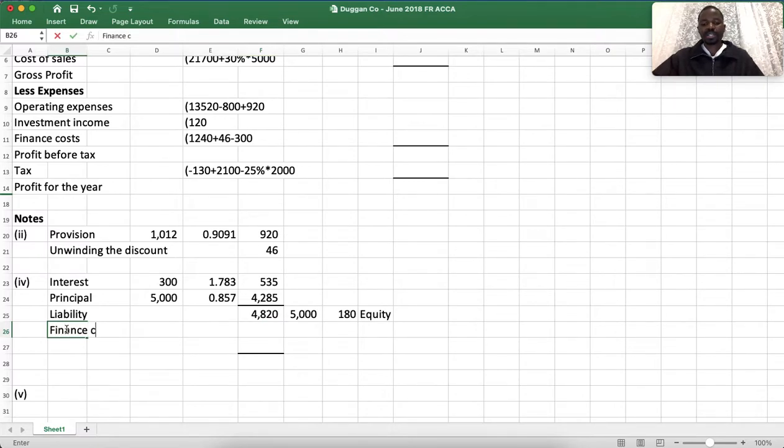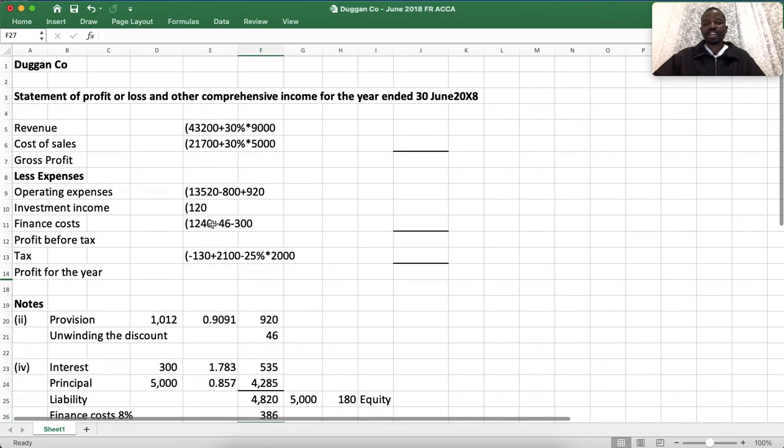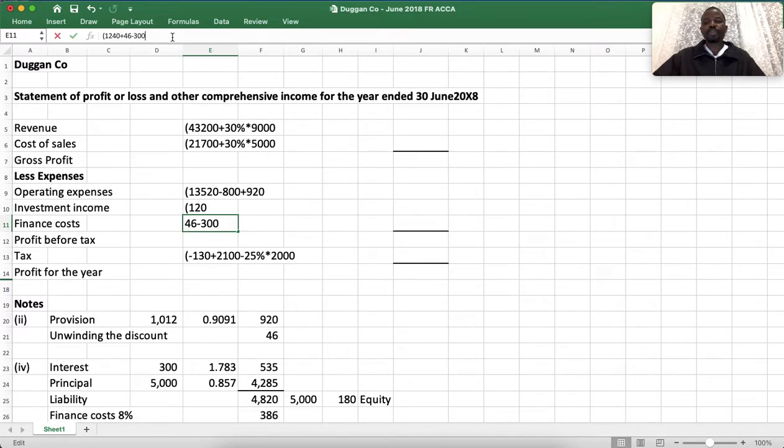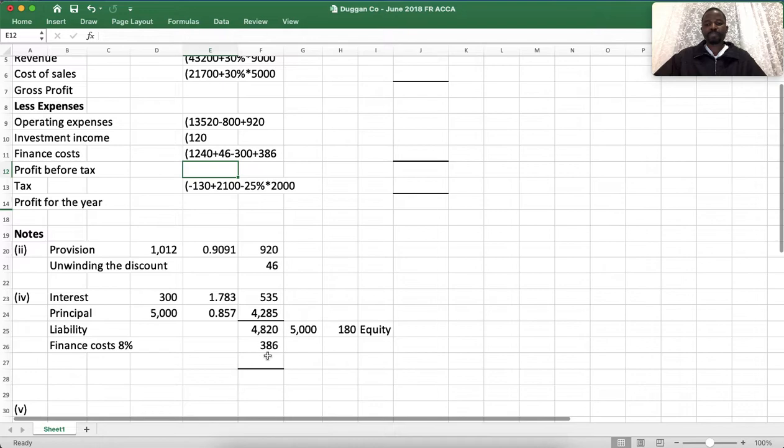Now we have to have our finance costs. We will use the effective percentage of 8%. So we'll say our liability multiplied by 8%. We get 386. So the 386 is the true finance cost. So we have reversed the 300 and we put the correct finance cost of 386.